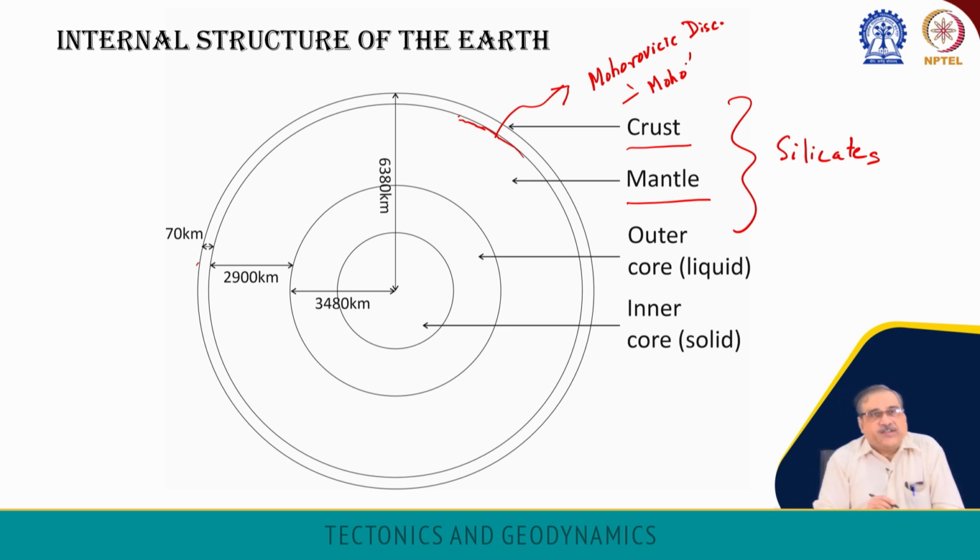As you go further in, the silicate part of the Earth now passes into what's called the metal phase. The core of the Earth, which lies at a depth of around 2,900 kilometers, is separated from the mantle by this particular discontinuity here. This is called the Wiechert-Gutenberg discontinuity.